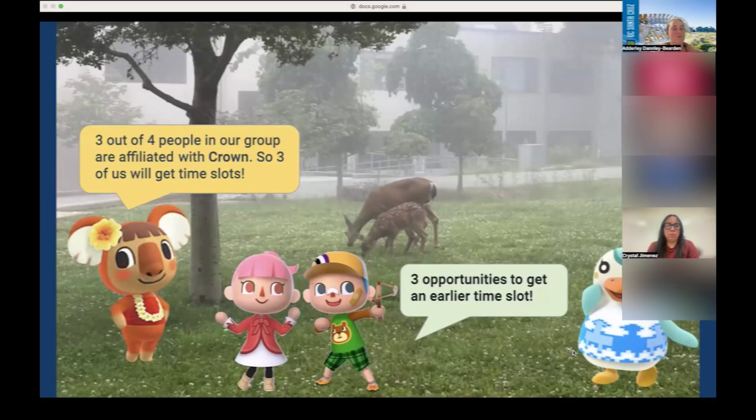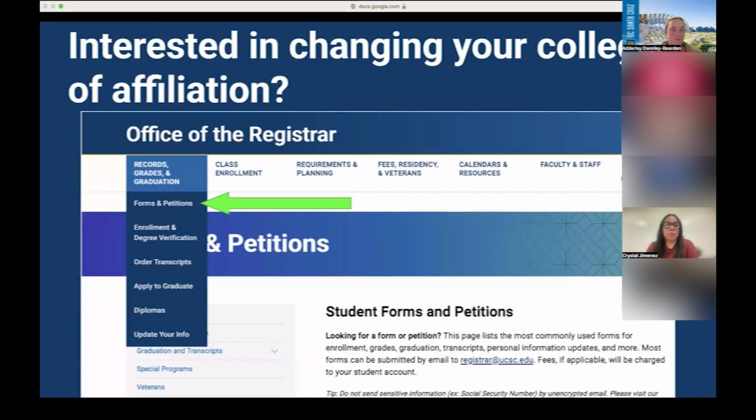So this is just hopefully a helpful illustration. If 3 out of 4 people in your group are affiliated with Crown and you all are applying to Crown, 3 of you are going to get time slots. So the way I like to think about it is 3 opportunities to get an earlier time slot and potentially see housing that's more available earlier on in the day.